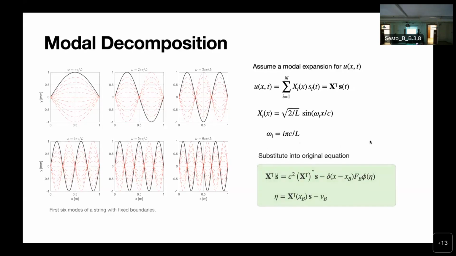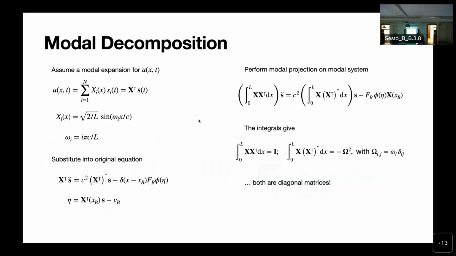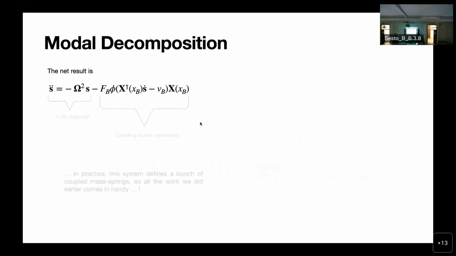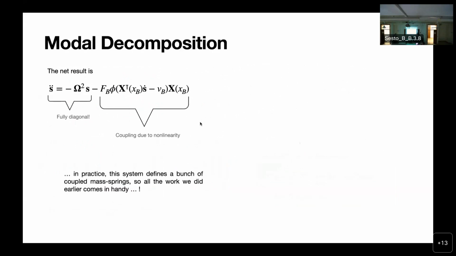You can do your modal projection. I'm not going into the detail of it, but essentially, the net result is that you can now write modal equations that only depend on time, and where you have a fully diagonal part, which is given by the linear part of your problem. But then you have a dense coupling coming from the nonlinearity due to the bow. But this system is very close to the system that we saw earlier, because instead of having just one harmonic oscillator, now we have a bunch of them that are all nonlinearly coupled via the bow.